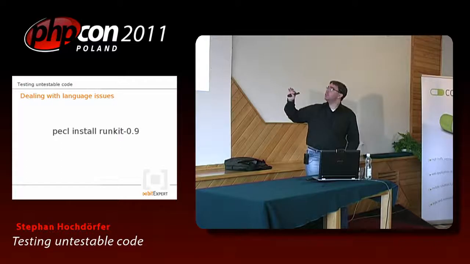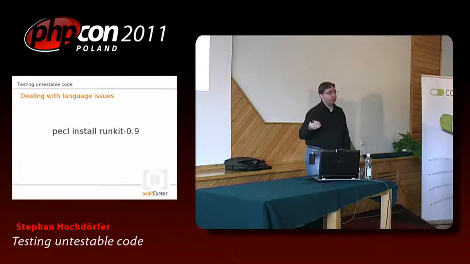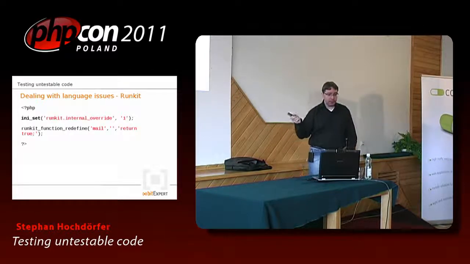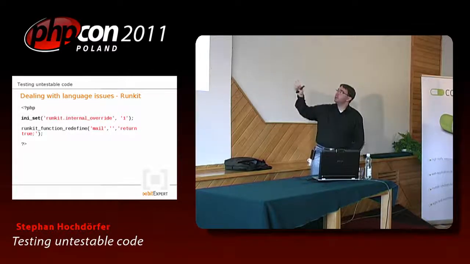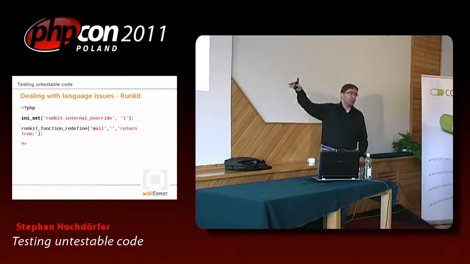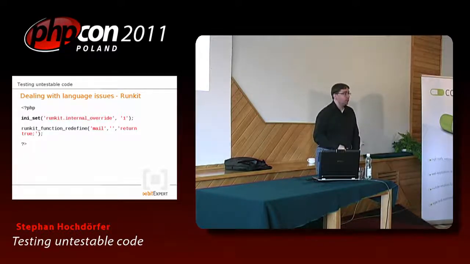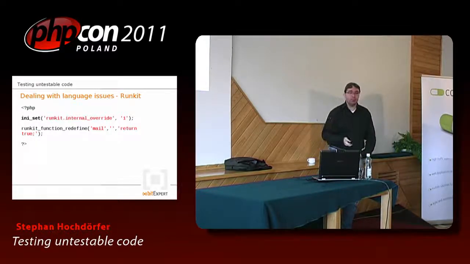There's this really cool extension called Runkit. You can easily install it on Linux using this command. And Runkit allows you to override predefined functions. How does that look? You have to enable it using the ini_set parameter. And in this case, we just redefine the mail function of PHP. Anytime the mail function is called, we execute return true, which is the default behavior of the mail function. So your code will not break, no mail will get sent out, and everything's working.